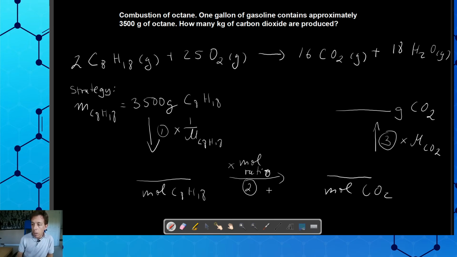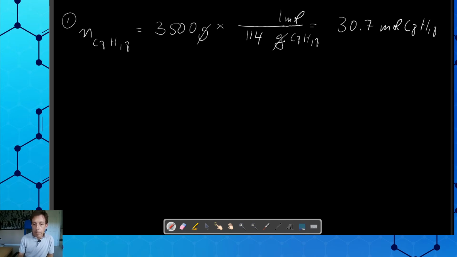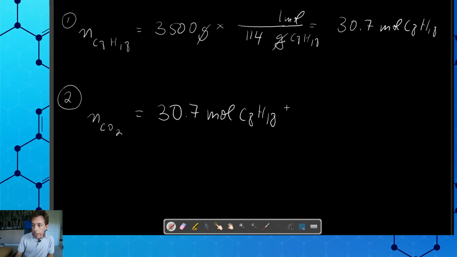We need to now find out how many moles of CO2 we have using the mole ratios from our reaction right here. So in step 2, we would have the mole ratio, then we would have the 30.7 moles of C8H18. So let's look at the number of moles of CO2 that we want to calculate here. We're starting off with our starting quantity, which is 30.7 moles of octane, C8H18. And at the end, we want moles of CO2.